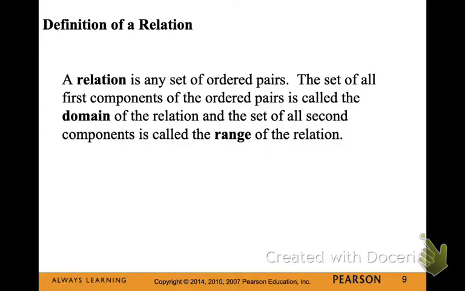So let's start by defining a relation. Get this definition down if you need to. A relation is a set of ordered pairs in math, one thing to another. The set of all the first components of these pairs is called the domain, and the set of the second components is called the range. You can also think of the set of the domain values as the inputs, and the set of the range values as the outputs.